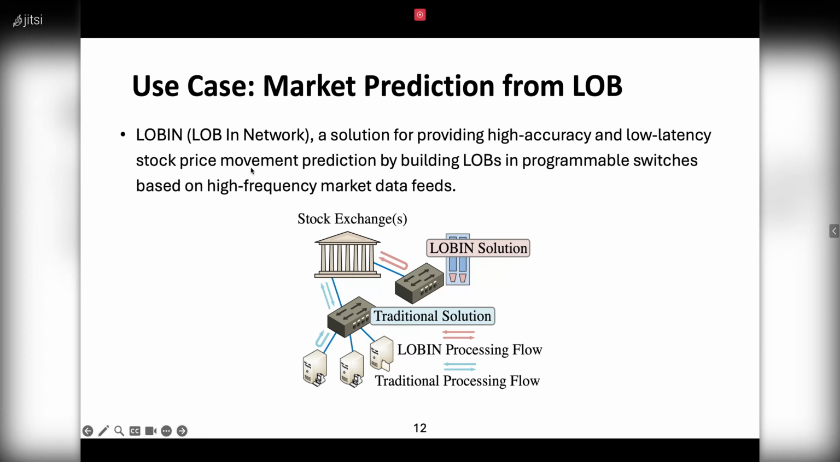We build a whole limit order book and update it based on the real-time MBO data. And then we do the decision making, and we directly send our decision back to the stock exchange. As you can see, the communication time between the switch and the servers is reduced.